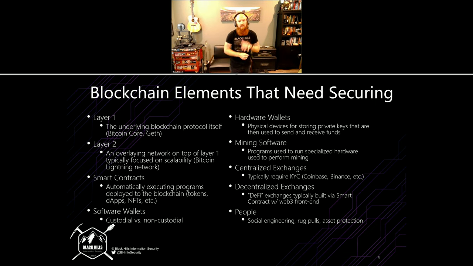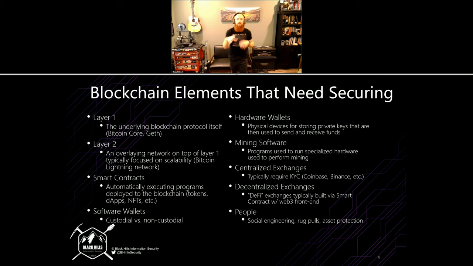Smart contracts is what we're going to dive into today. Smart contracts are software programs that get deployed to a blockchain. When you hear somebody talk about a token or a decentralized application or NFTs, NFTs are hugely popular right now, those are tied to a smart contract somewhere on the blockchain.